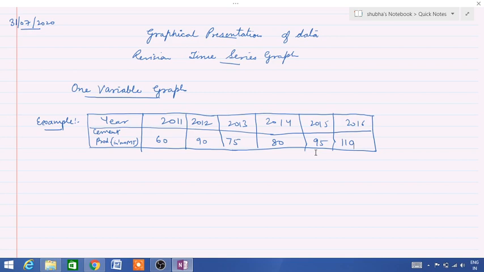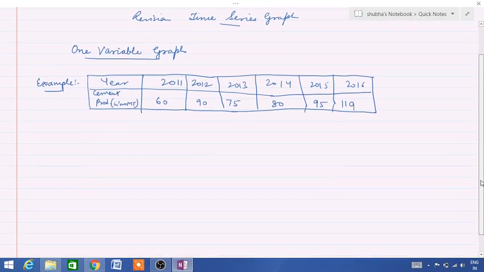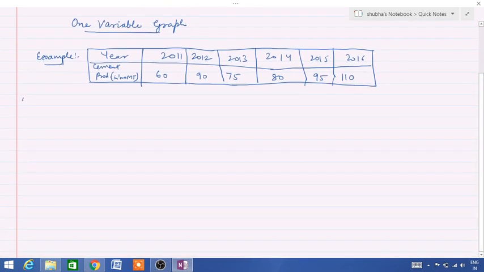In 2011 the production was 60,000 million tons, 2012 90, 2013 75,000 million tons, 2014 80,000 million tons, and then 95, and then 110. So how do we have to present it in a time series graph? I will explain here how to present a time series graph when only one variable is given.